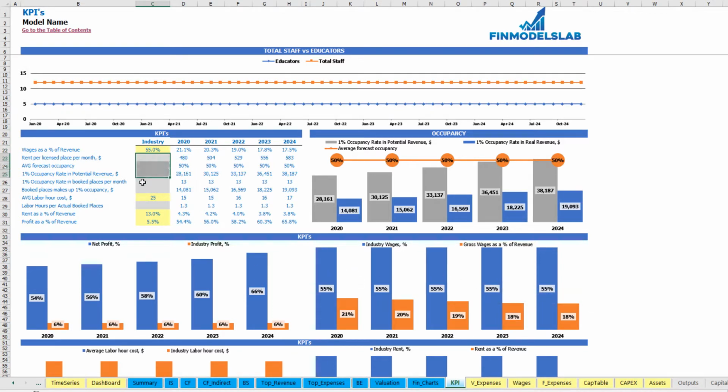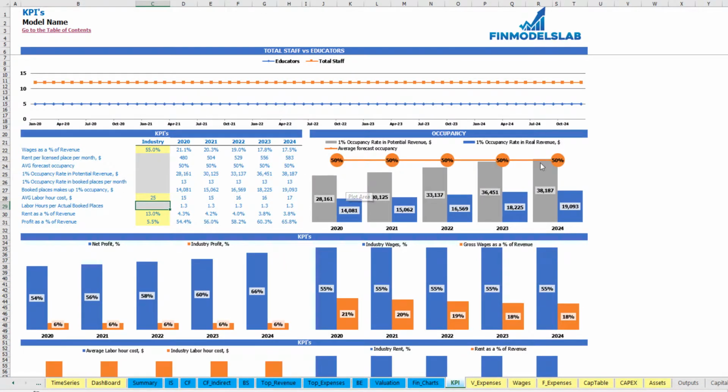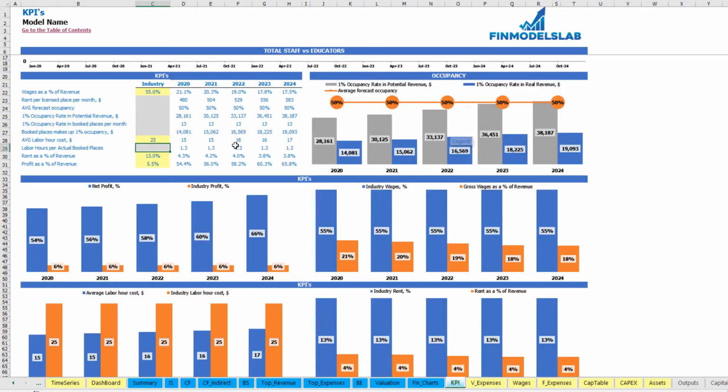In terms of gray values, these are just values you can review on the chart, so you're not able to compare them with industry specific KPIs. And you may note that the blue values are calculated by the model, and the orange values are industry specific KPIs.